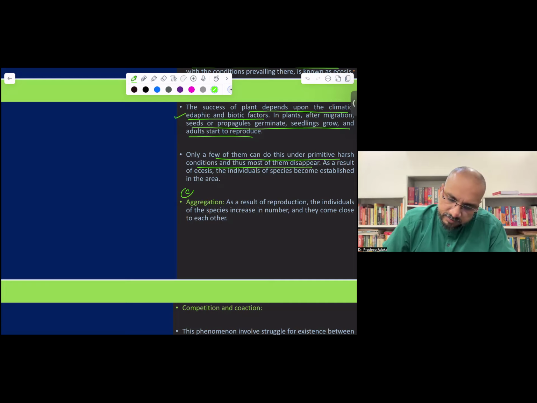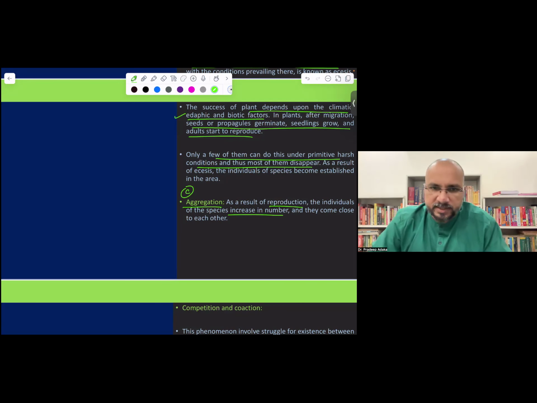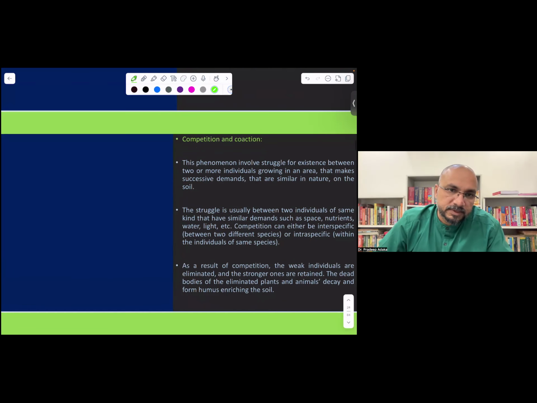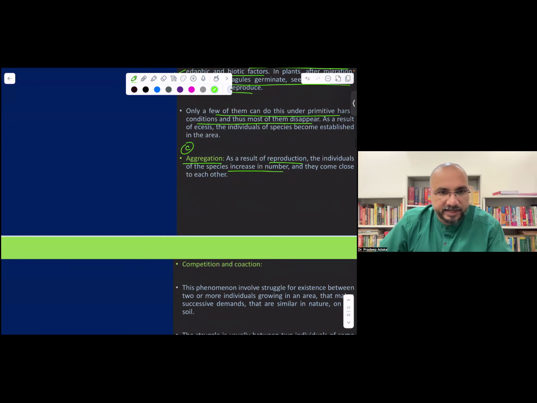Then, C, aggregation, third step. As a result of reproduction, the individuals of one species will slowly increase in number and grow very close together. As we saw earlier, to avoid cold winds or desiccation, they will grow close together. Because the wind speed is very high, there is no vegetation here, so the wind blows very fast. The cold and hot winds can harm the individual. So they grow close together to avoid penetration of the wind. Then, ecesis establishment is done, aggregation is done.